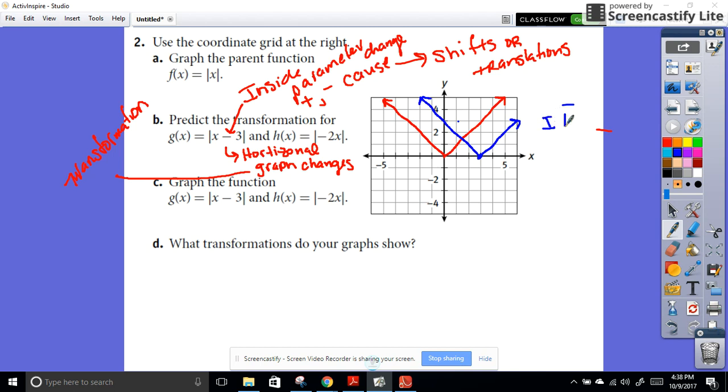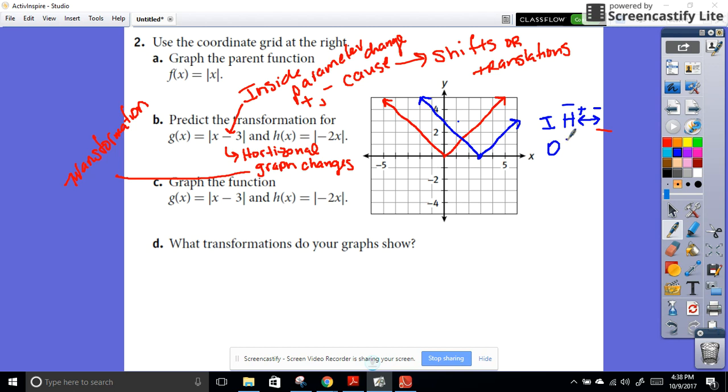Inside changes are horizontal. If you turn it over sideways, it looks like an H. Horizontal means move this way, left and right. This direction is where I go if I'm a plus, and this is the direction I go if I'm a minus.